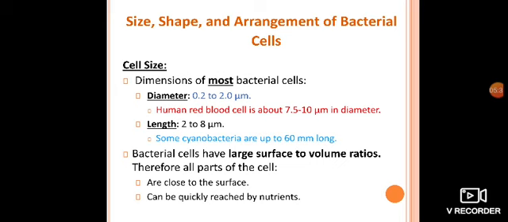And some cyanobacteria are up to 60 micrometer long. So these depend on the different sizes, shapes and connectivity of different types of bacteria among each other. Okay, now bacterial cells have a large surface to volume ratio. When we observe bacteria, they have different types of components in them, and their volume is related to the surface and size of that bacteria.